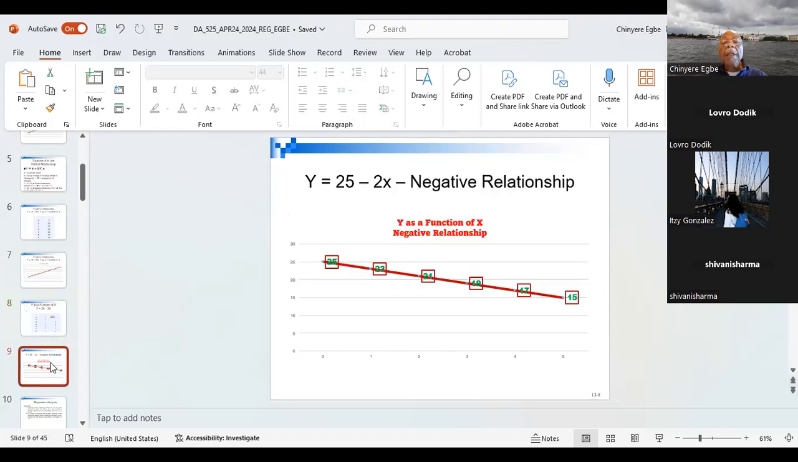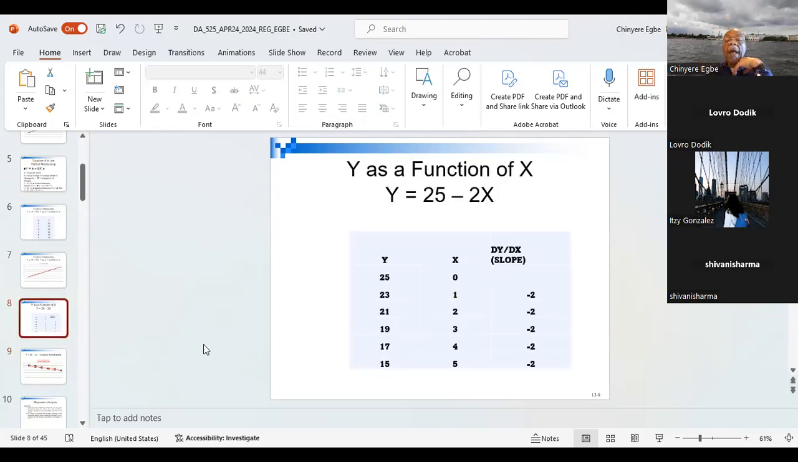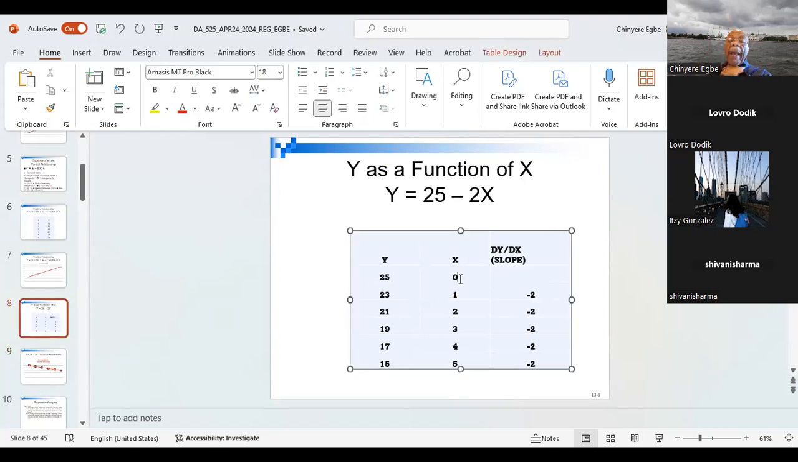So when you plot that on a chart, what do you have? That's a negative relationship. Now, what is it that you observe about these two equations? What you see is that when you know X, you know exactly what Y will be, because Y is 25 minus 2X. We know exactly that when X changes by 1, Y will change by dy dx, which is minus 2 in this case. And when we know the value of X, we know exactly what the value of Y would be.